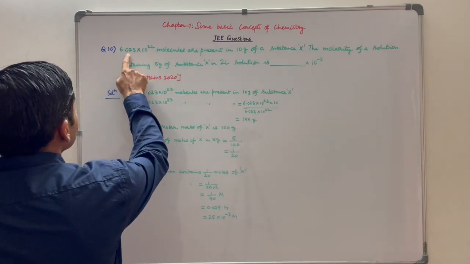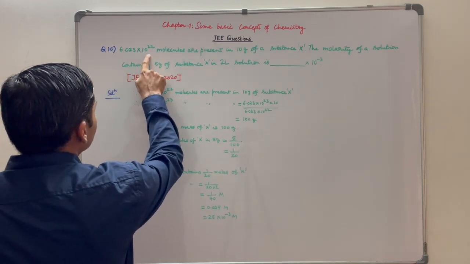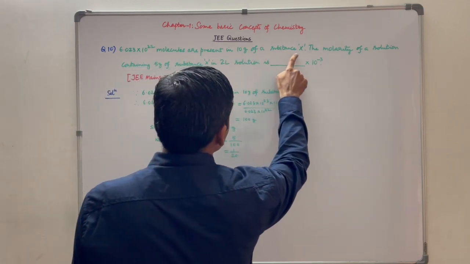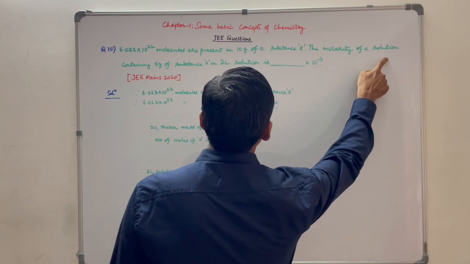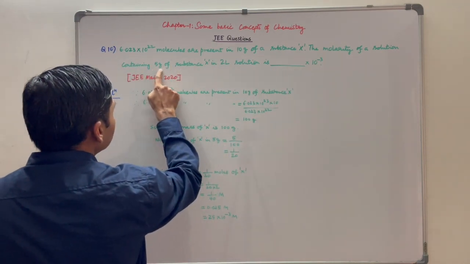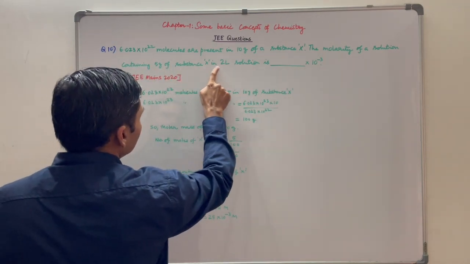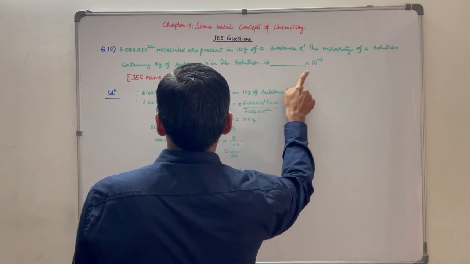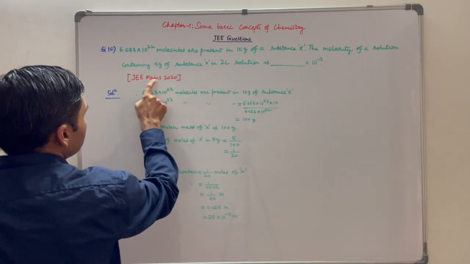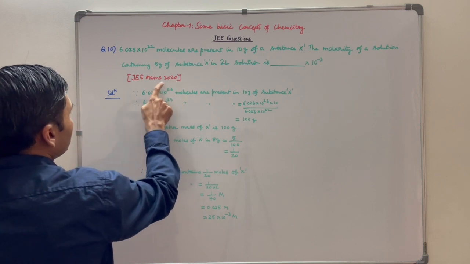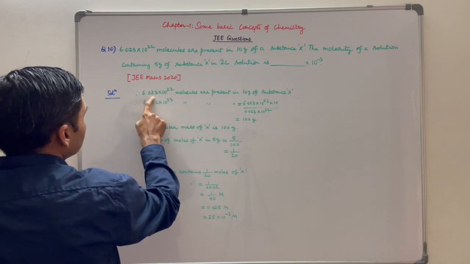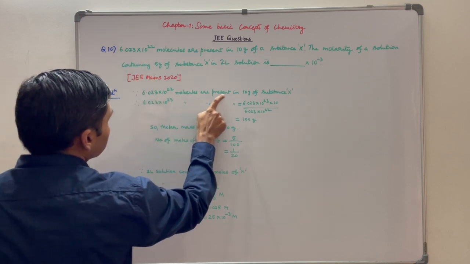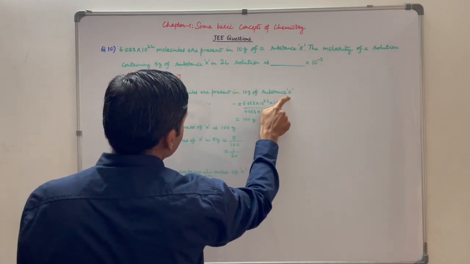Tenth question: 6.023 into 10 to power 22 molecules are present in 10 gram of a substance X. The molarity of a solution containing 5 gram of substance X in 2 liter solution is dash into 10 to power minus 3. This question appeared in JEE Mains 2020. We will form our logic as 6.023 into 10 to power 22 molecules are present in 10 gram of substance X.